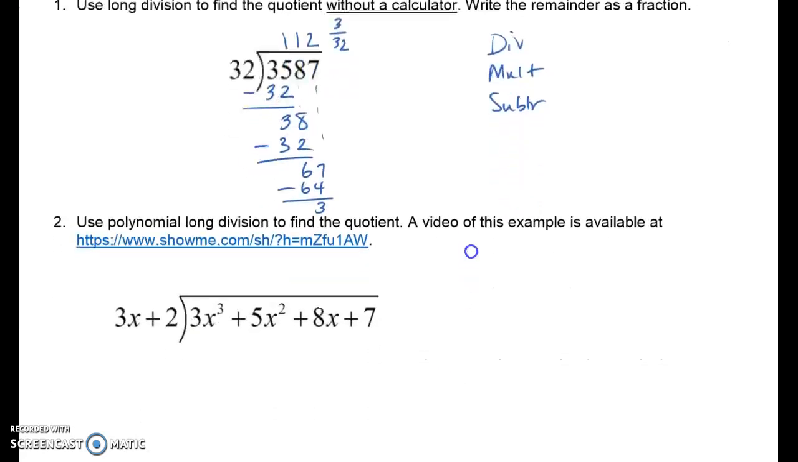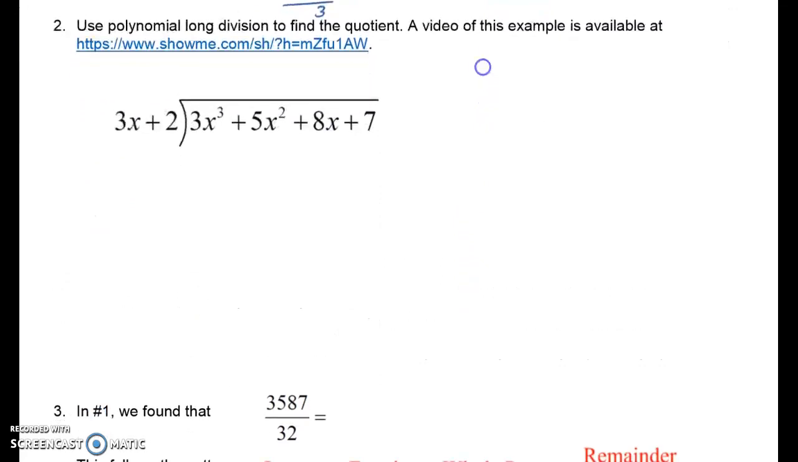So now let's move on and do a similar problem involving polynomials. We're dividing 3x cubed plus 5x squared plus 8x plus 7 by 3x plus 2. Now, I'm still going to divide, multiply, and subtract. But the difference is when we're dividing, we're only going to use the first terms. So here's what that means.